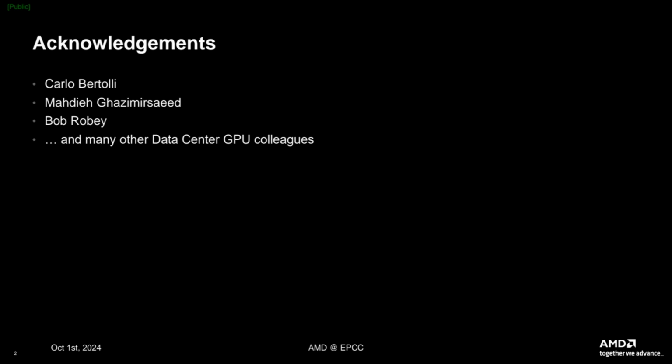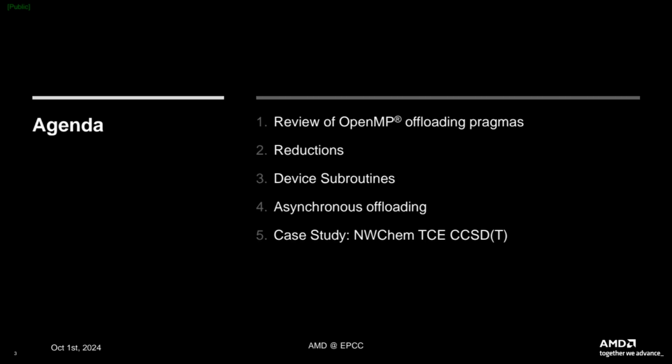Okay, so this talk has evolved many times, right? It's a continuous collaboration between multiple data center GPU colleagues. So just a shout out to everyone that has helped make these slides. And in general, what we're going to do is a quick review of those OpenMP offloading pragmas that Johanna just talked about, maybe talk about them a bit more explicitly, what they mean, what they're doing, reductions, device subroutines, asynchronous offloading, and then we'll look at a quick case study for NWChem. So this was one of our team members who was actually porting and working on an application code and how they actually got better performance using OpenMP and the changes that they had to make.